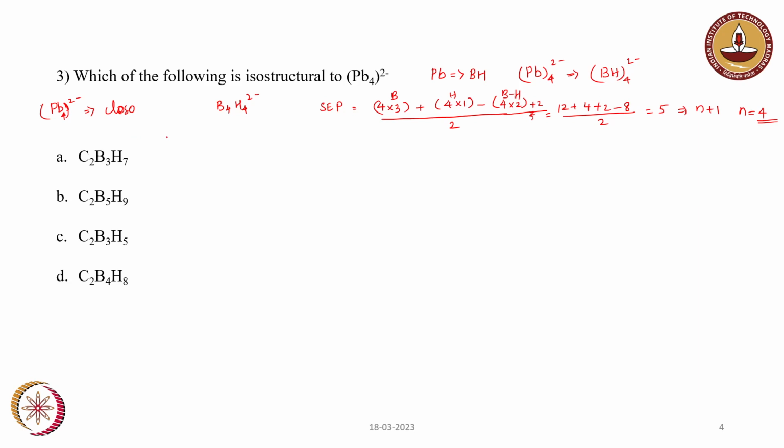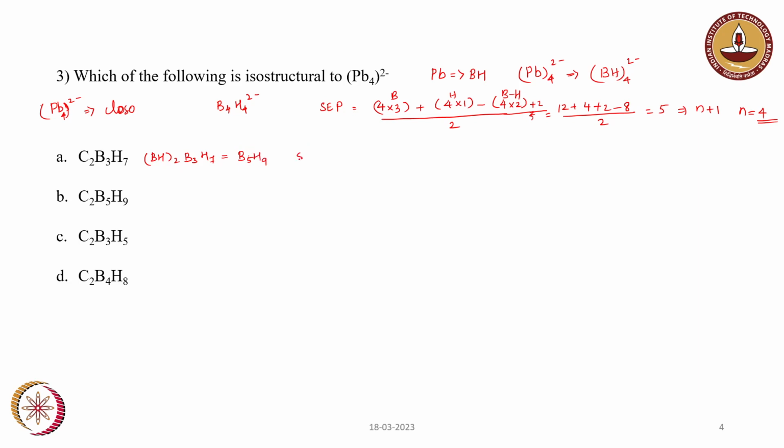And option A is C2B3H7. So 1 C is equivalent to 1 BH. So BH 2 times because 2 carbons are present, then B3H7. So when we calculate total B and H, it will be B3 and 2B, that will be B5, then H9.